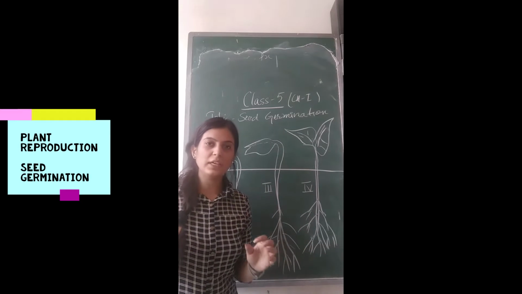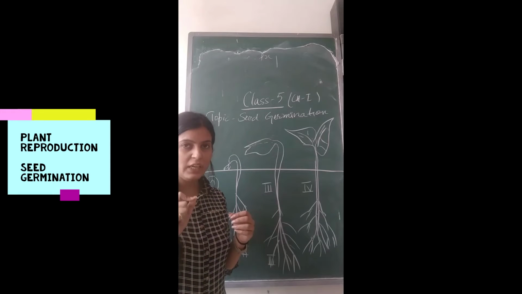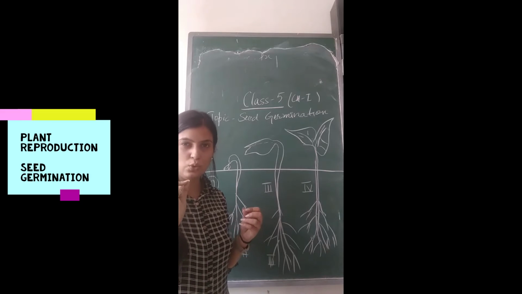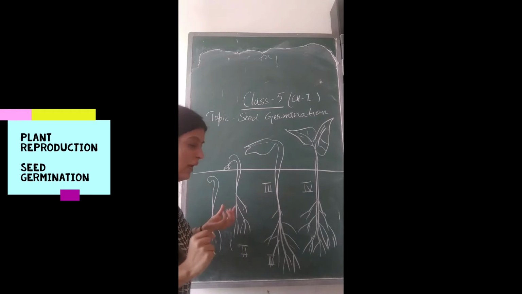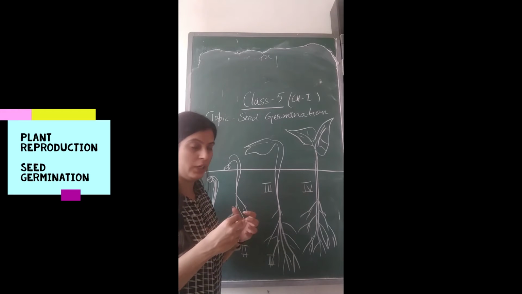The seed which you grow will give a thread-like structure, basically the root, that comes out of it. That is our first stage. This thread-like structure coming out from the seed is the root. The root starts coming out from the seedling. Seedling is the baby plant which we are growing.